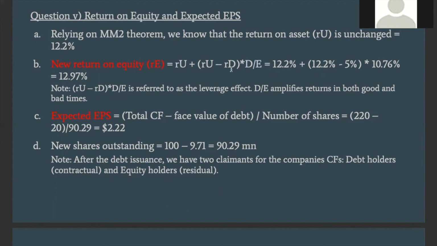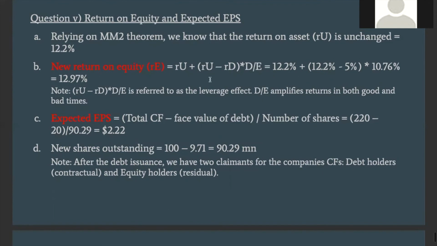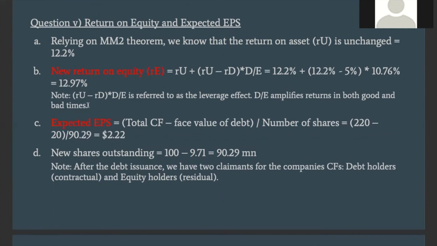If we plug the numbers into this formula, we find a new value for the return on equity, which is 12.97%. Here, something worth noting is this term, which is the unlevered return minus the risk-free cost of debt, times the capital structure.